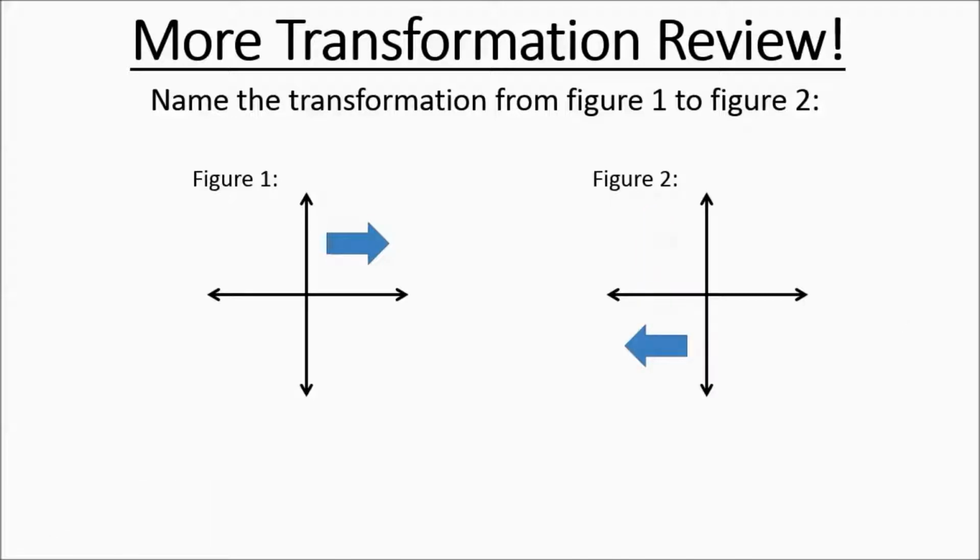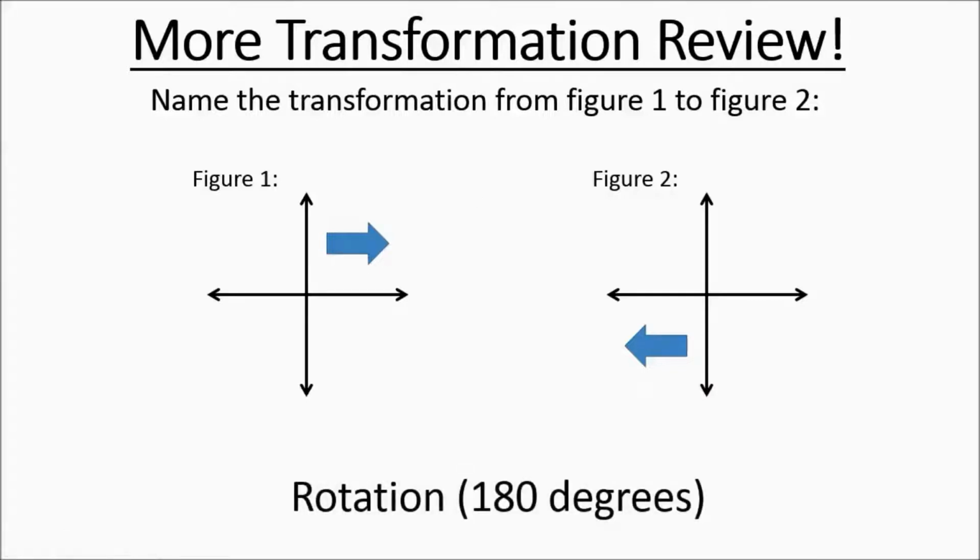So for this one, we have from quadrant 1 to quadrant 3, and it's going in a different direction. So this is going to be a rotation of 180 degrees, 180 rotation. It's as if you put your finger on the origin and spun it a half circle.